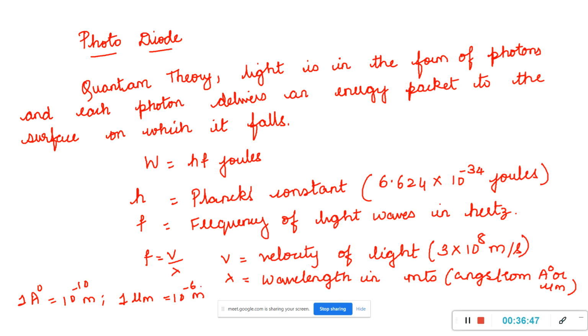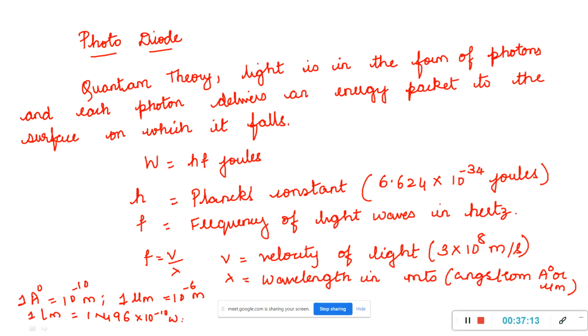1 Armstrong is equal to 10 raised to minus 10 meter, or 1 micrometer is equal to 10 raised to minus 6 meter. So intensity of the luminous flux, whenever you talk about the light, we have luminous flux incident on the unit area. So 1 luminous flux is equal to 1.496 into 10 raised to minus 10 watts.